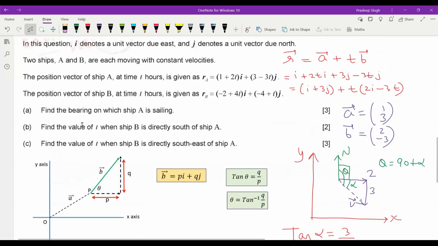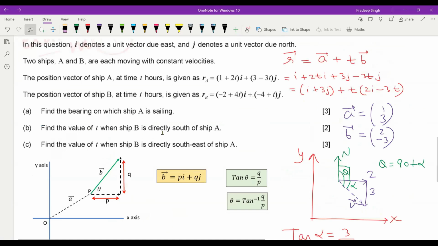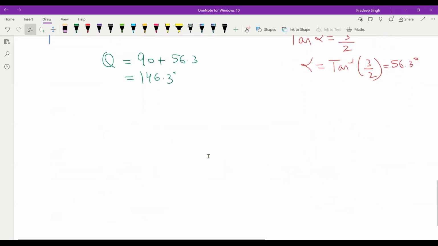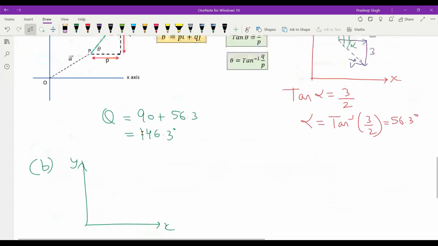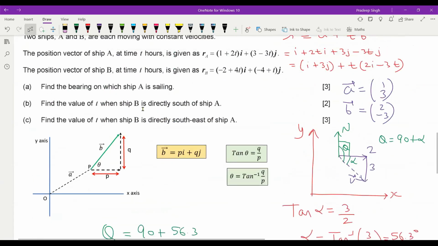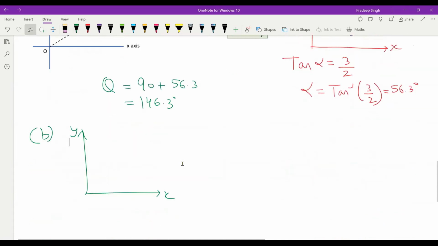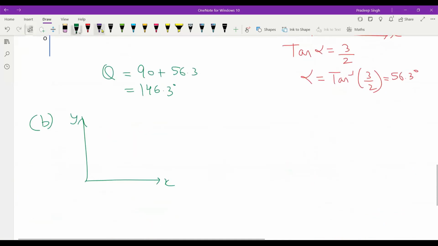In part B, we have to find the value of time when ship B is directly south of ship A. Let us draw the same coordinate system to understand. For part B, if we draw the x and y axis, according to this part, we have ship B directly south of ship A. So let's draw that figure. Let's say ship A is somewhere over here, and according to part B, ship B is directly south of it. So we go a little down. Let's say ship B is over here.